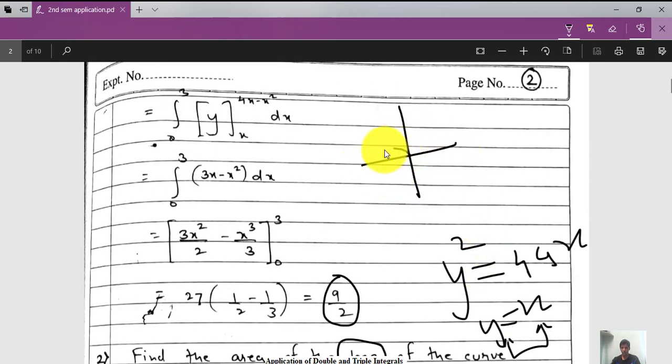Now this is one of the examples. See here, if you fold this paper about the y-axis, it will be symmetric over this, and if you fold horizontally, again it will be symmetric, right?